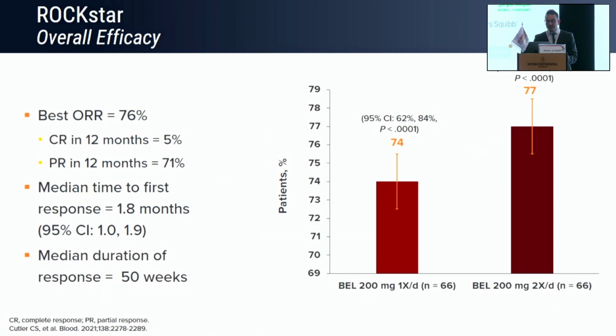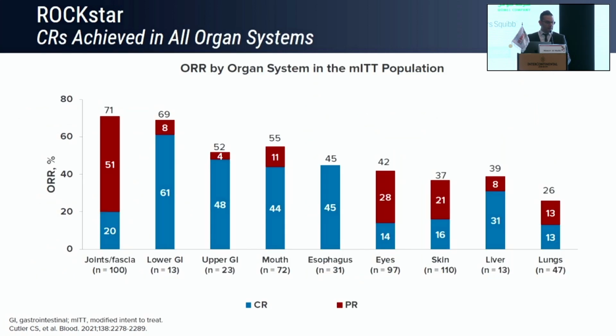Best overall response was 76%, mostly partial response, and CR was only 5% at the early endpoint. Median time to response was very short, 1.8 months, and the median duration of response was 50 weeks, so longer than what we've seen with ibrutinib. And we have data here showing a good, high response rate in GI and joint GVHD, while response rate in lung was modest at 25%.